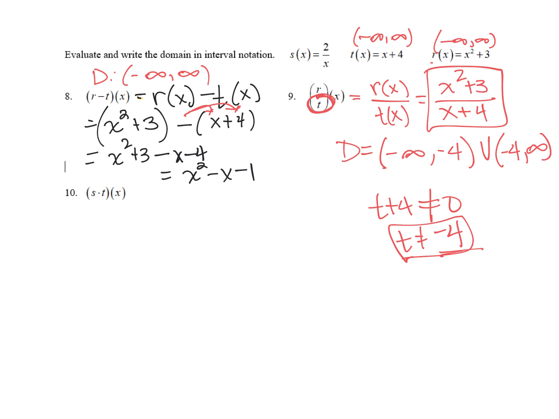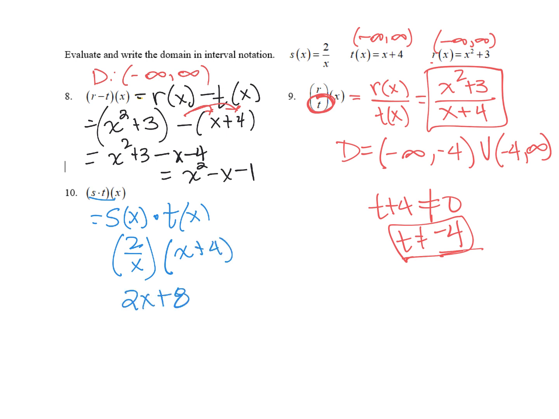So let's look at the next one, s times t of x. So this is going to be s of x times t of x. So s of x is going to be 2 over x times t of x, which is x plus 4. So best I can do there is to do 2x plus 8, distribute that 2 over the x plus 4, over x. Okay, now we got to think about what's the domain of s of x.